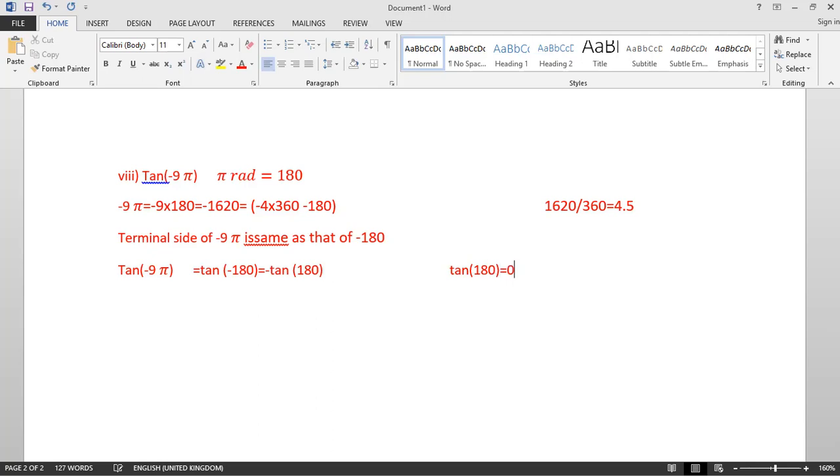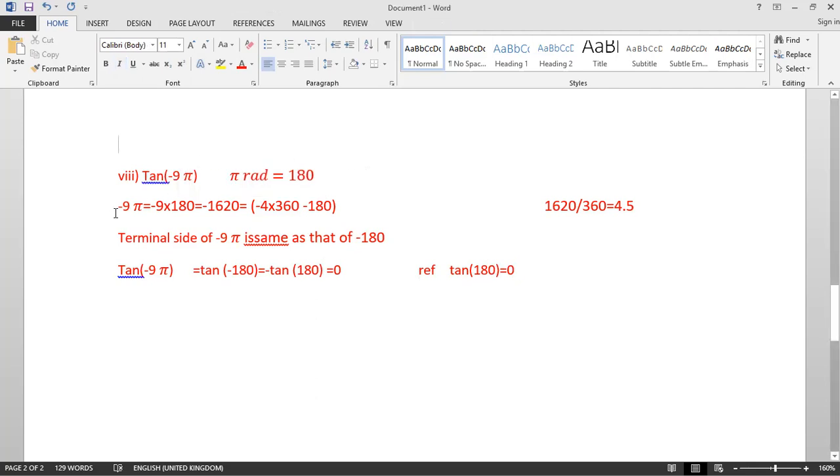So that's why this value will become equal to 0. This is how you have to solve tan minus 9 pi. So this was for reference.